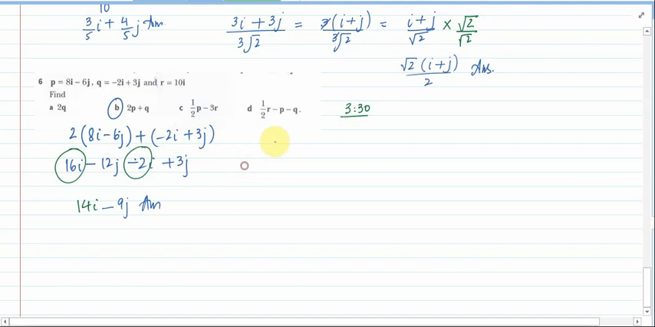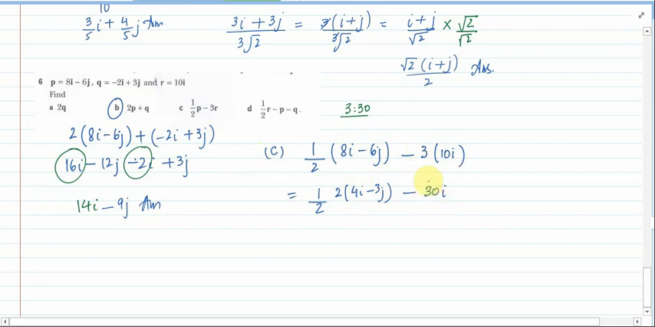For part C, one over 2 p is what? p is 8i minus 6j, minus 3 times r, which is 10i. Before multiplying the bracket, I will take common here. The common factor is 2, and inside the bracket it's 4i minus 3j minus 30i. The advantage of taking common is that the 2 and 2 cancel. Now the leftover part is 4i minus 3j minus 30i. 4 minus 30 leads to minus 26i minus 3j. That is your answer.